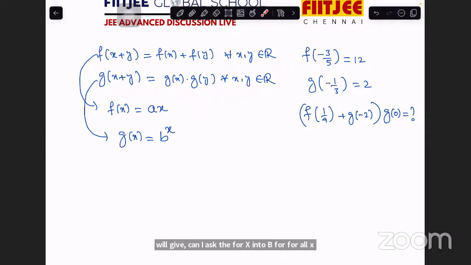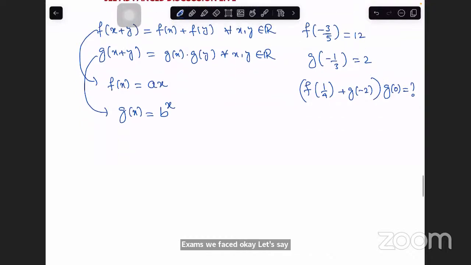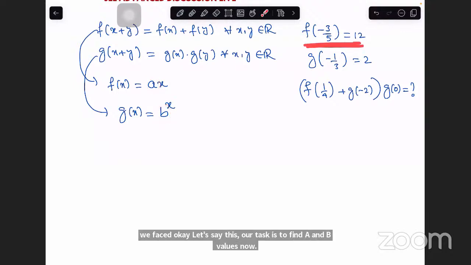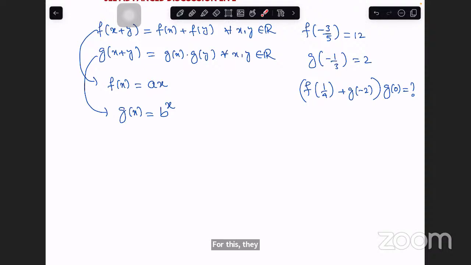So there are plenty of questions like this in our FIITJEE materials and FIITJEE exams we faced. Let's see this. Our task is to find a and b values. Now, for this, they have given the hints like f of minus 3 by 5 is 12 and g of minus 1 by 3 is 2.